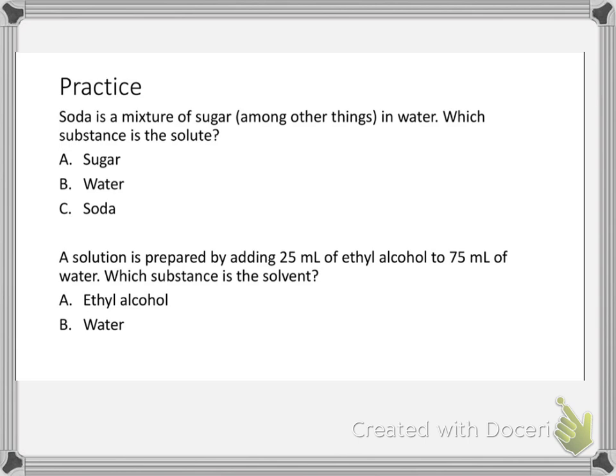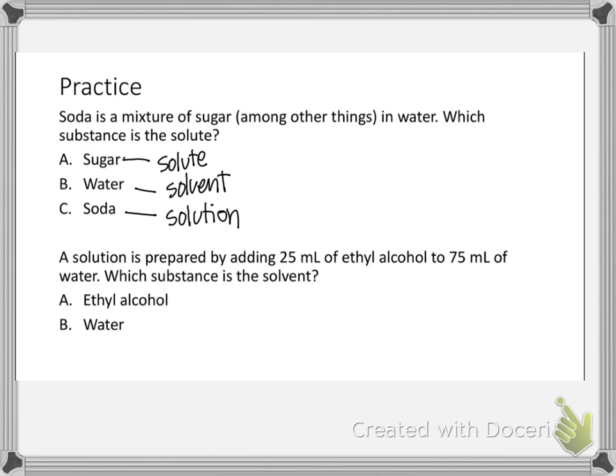All right, so let's answer the question. It says soda is a mixture of sugar, and there are other solutes, that's the among other things, in water. Which is the solute? In this case, sugar, which is a solid, would be the solute, and water would be the solvent. So sugar is the solute, that's what's dissolved in the water. Water would be the solvent, that's the dissolving agent, and then the soda itself would be the solution. So that's how the definitions would fit this example.